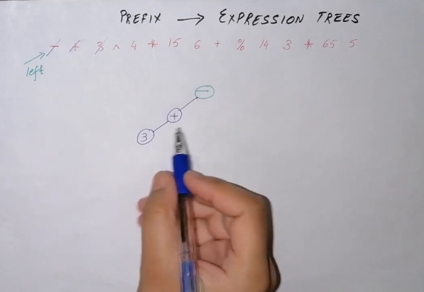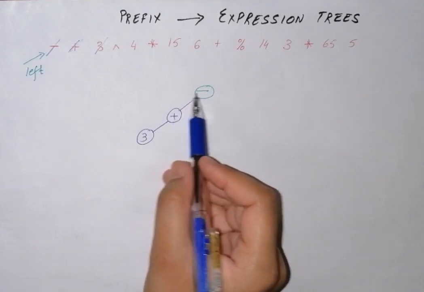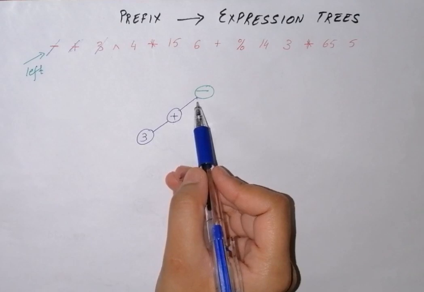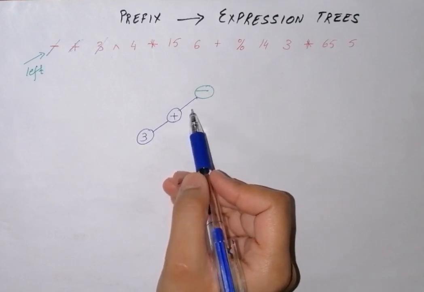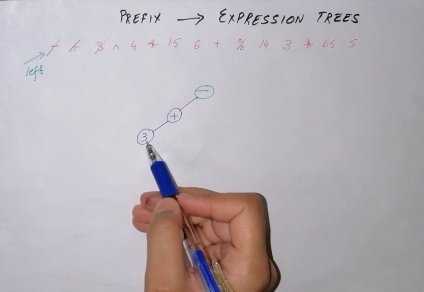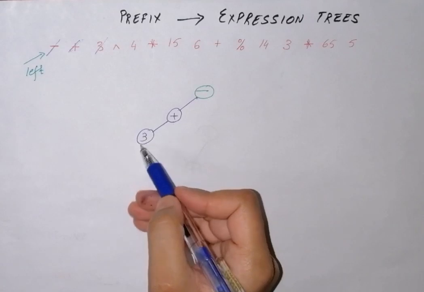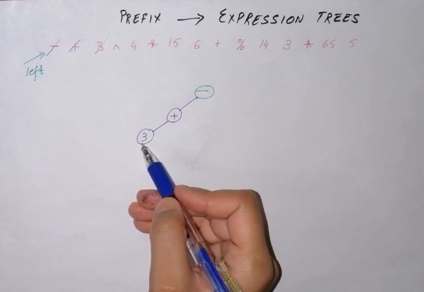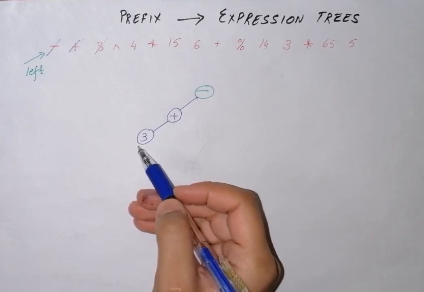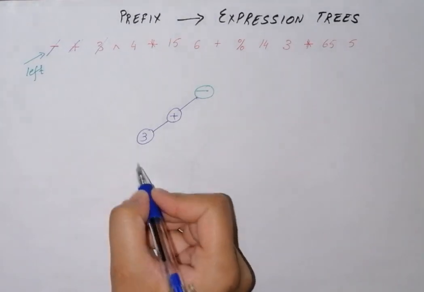Okay, let me revise it again. Here I found an operator. I directly made it a root node, since the definition of an expression tree states that all the operators will become part of intermediate nodes, but no operand will appear at an intermediate node. In other words, all the operands will appear at the leaf nodes. They won't have any child, not even a single child.